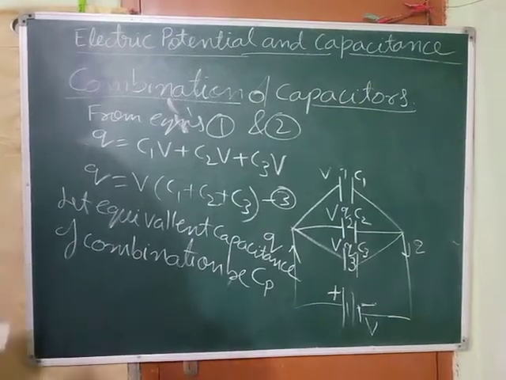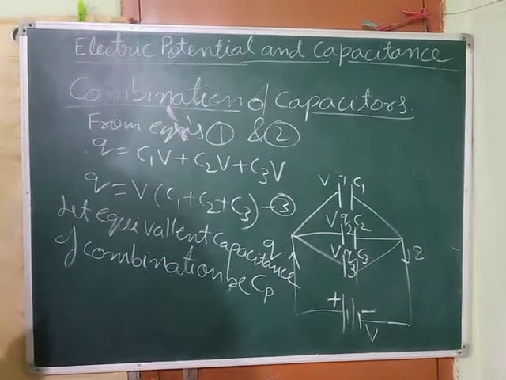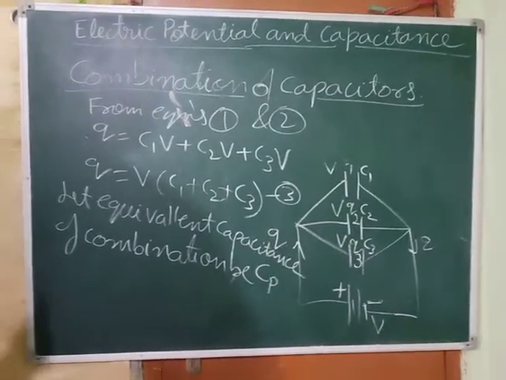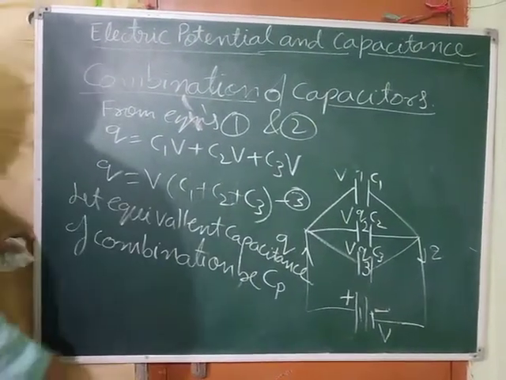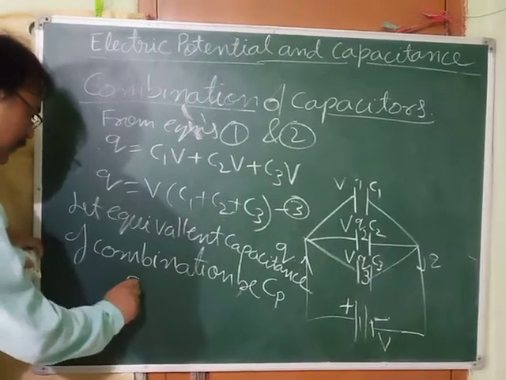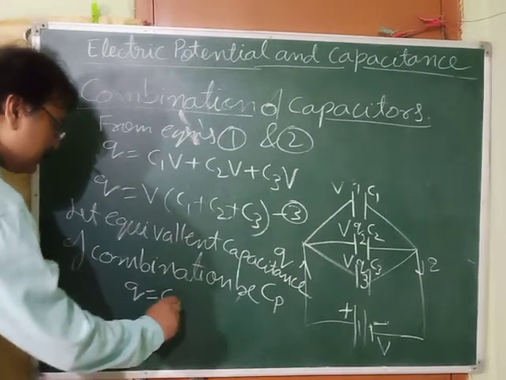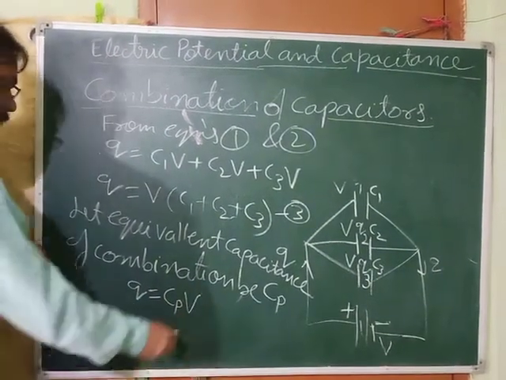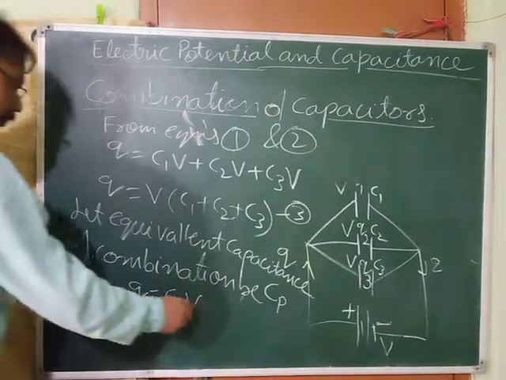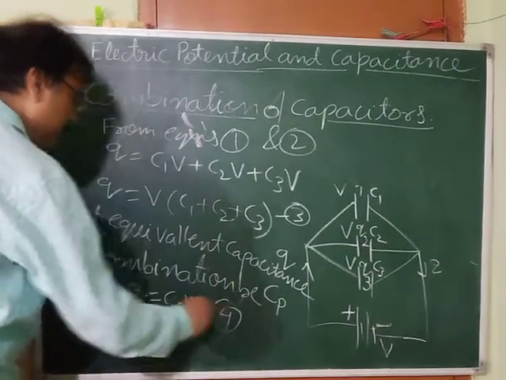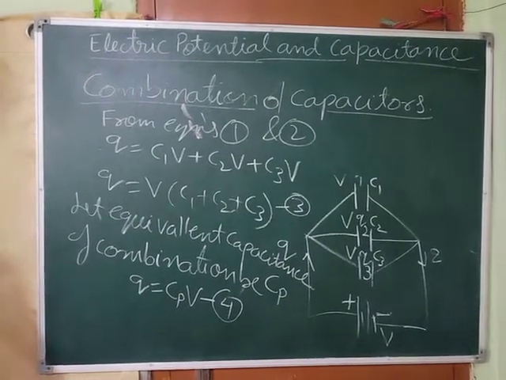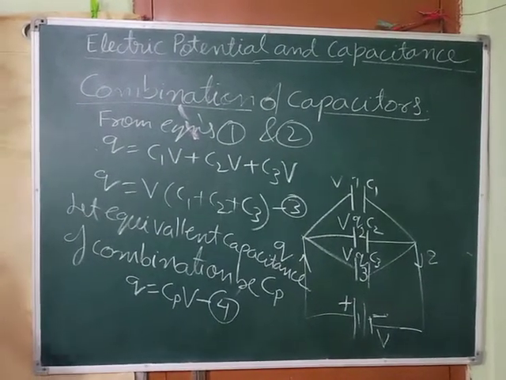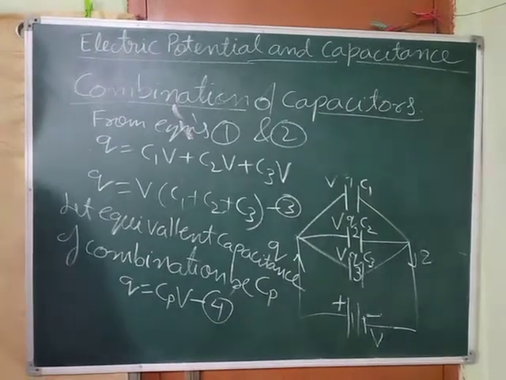Now, according to the definition of capacitance for the whole circuit, total capacitance is Cp, total potential difference is V, and total charge is Q. So we can write Q equals Cp into V. We can mark it equation number 4 because we get the value of Q from here. Note it down. Now from equations 3 and 4.